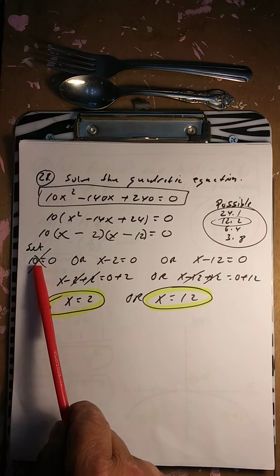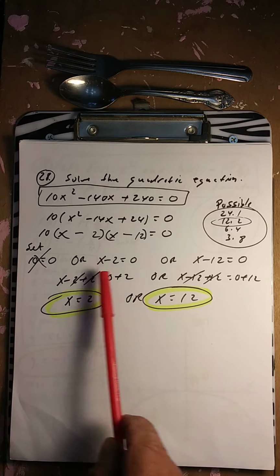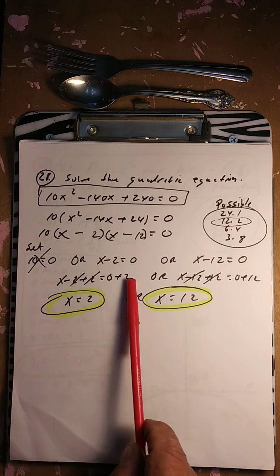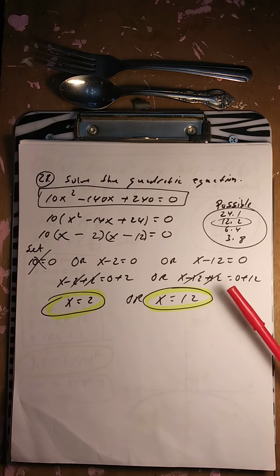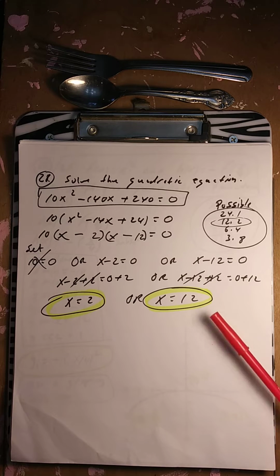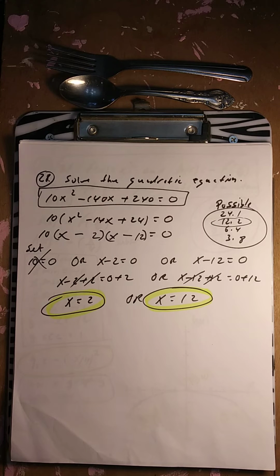So now, x, this is 0, this is 0, that's 0. This one doesn't work. Add 2, so x is 2. Or add 12, so x is 12. So 2 and 12.